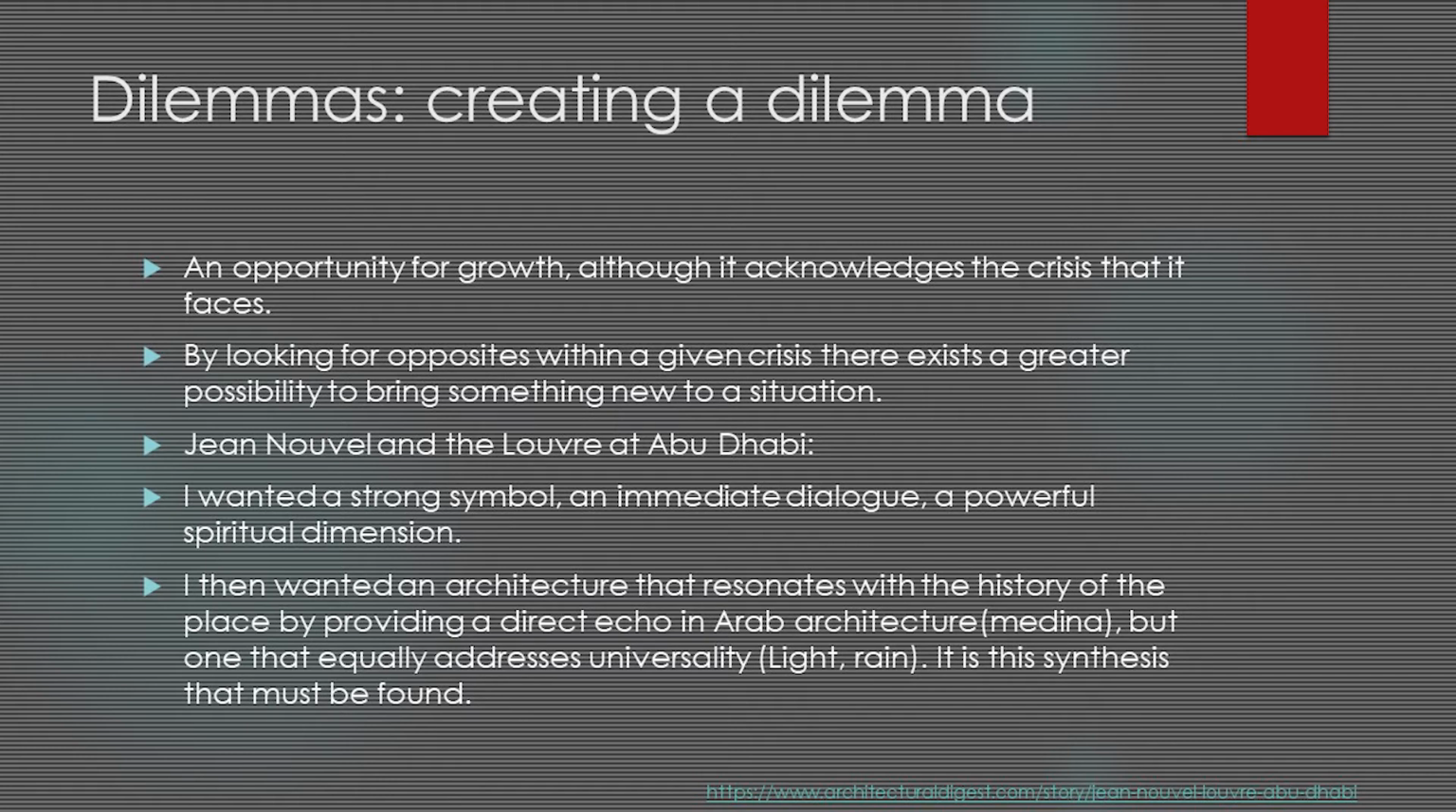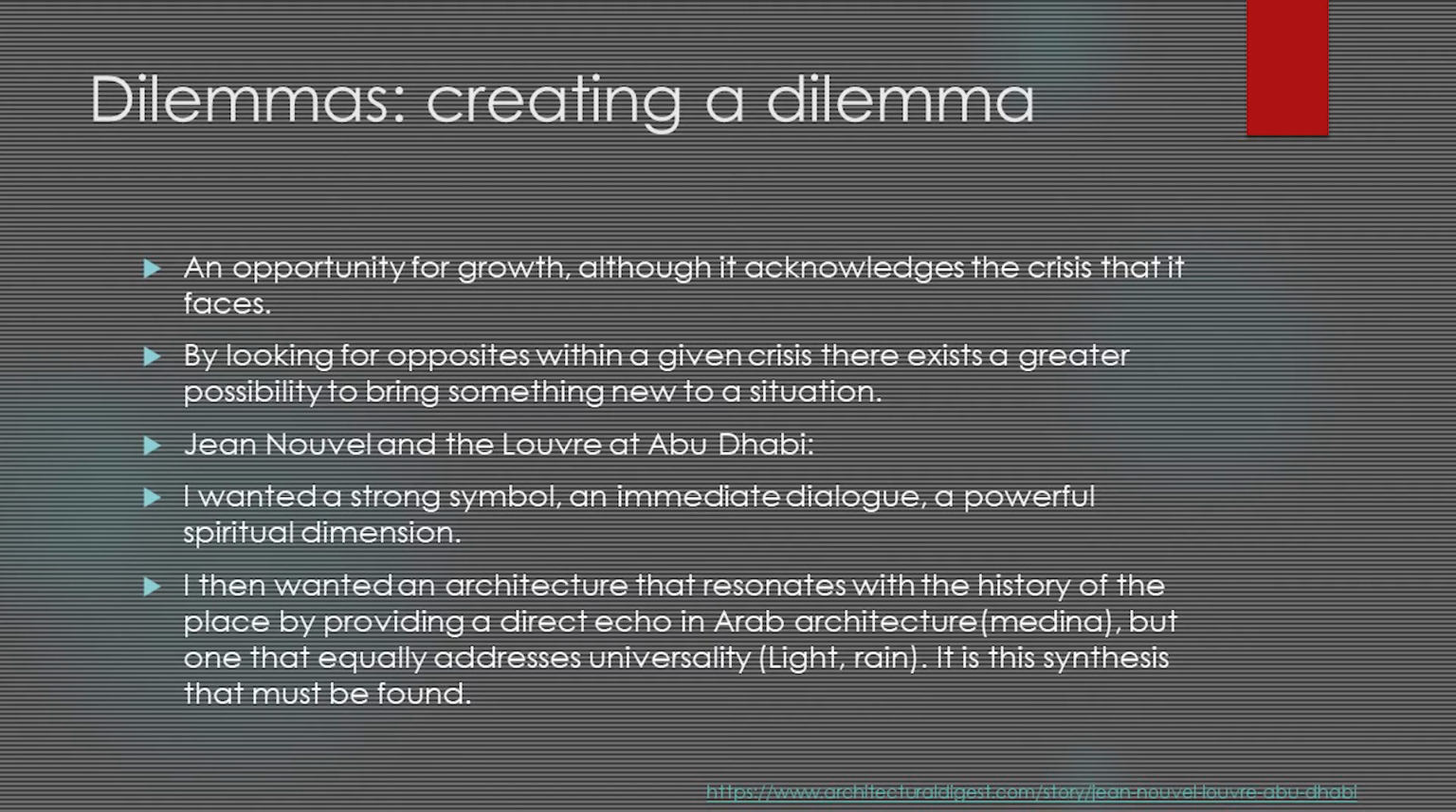And maybe the best, well, I was looking for a building that might help us to explain the whole thing about bisociation. So I looked at John Novell and the Louvre at Abu Dhabi that he designed. And what he said is, I wanted a strong symbol, an immediate dialogue, and a powerful spiritual dimension. He said, I then wanted an architecture that resonates with the history of the place by providing a direct echo of Arab architecture, but one that equally addresses universality. It is the symbiosis that must be found.